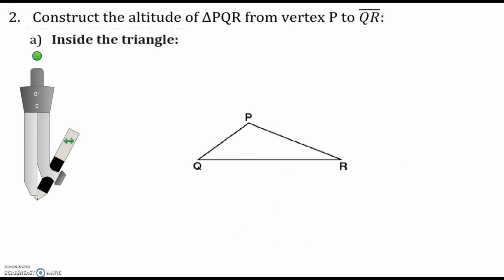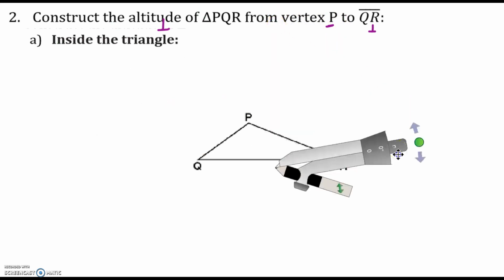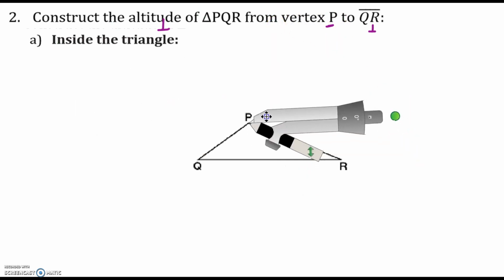Okay. Now, if we want to do an altitude, like we said earlier, it's going to be a perpendicular line, and it's going to go from a vertex and perpendicular to a particular side. So when we tell you what vertex to start from, that is where you begin that very first arc. So you're going to put the point of your compass on vertex P, and we're going to be going just like we did on the last example from point P perpendicular to QR.